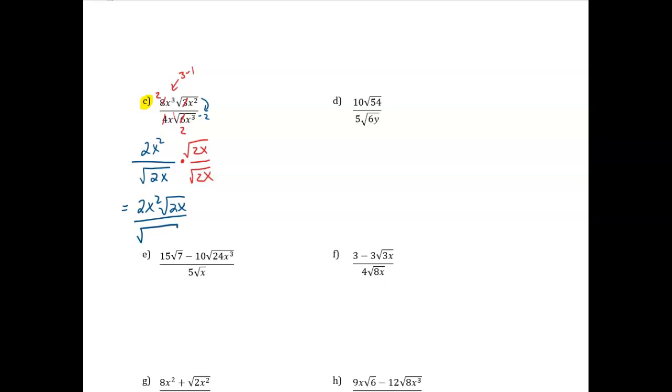But to show you the complete step, 2 times 2 is 4. X times x is x squared. And like I just said, this will work out to 2x. Let's bring that up. So 2x squared over root 2x. Square root of 4 is 2. Square root of x squared is x.